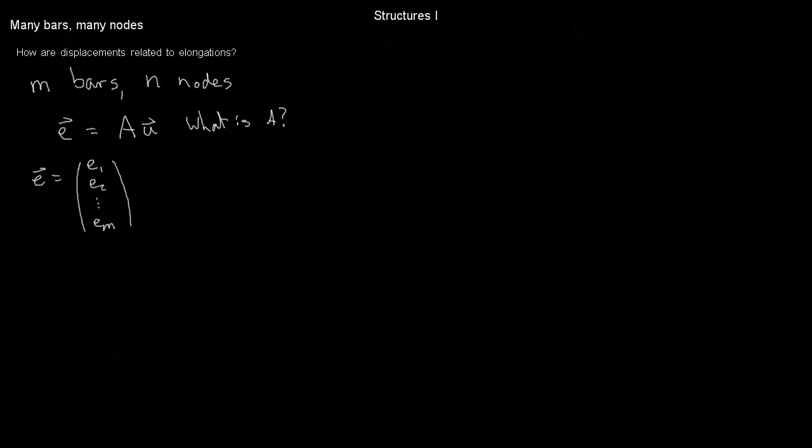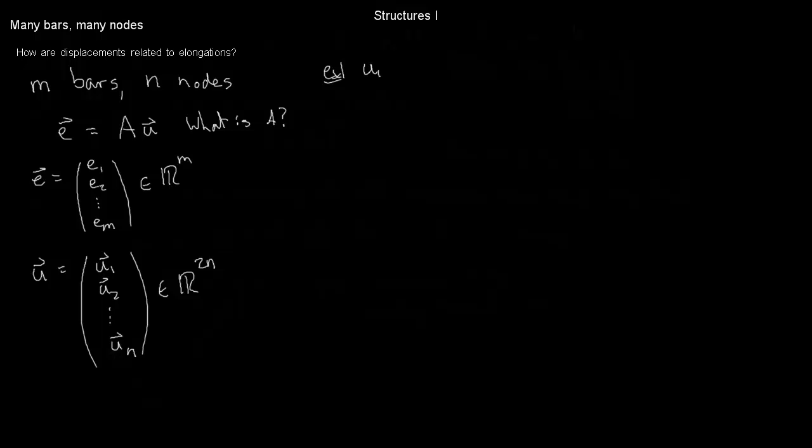So let E be this elongation vector. It's got m elongations in it for the m bars that we have. That is a vector in R^m. And let U be the displacement vector. I've got n nodes, so I must have U1 through UN, but these entries are vectors, because U1 through UN are vectors in R2. So this U is somehow in R2n.